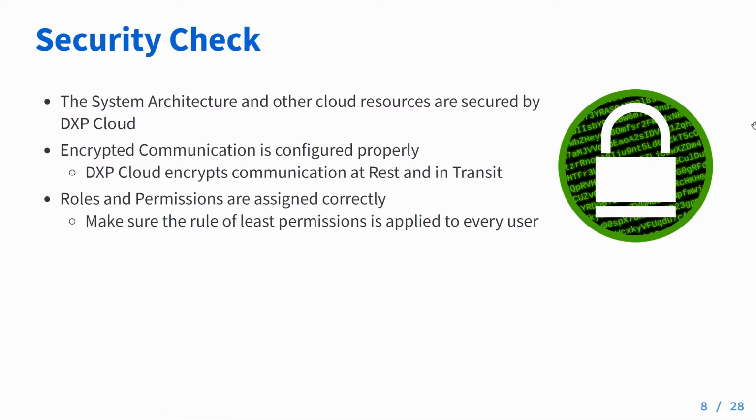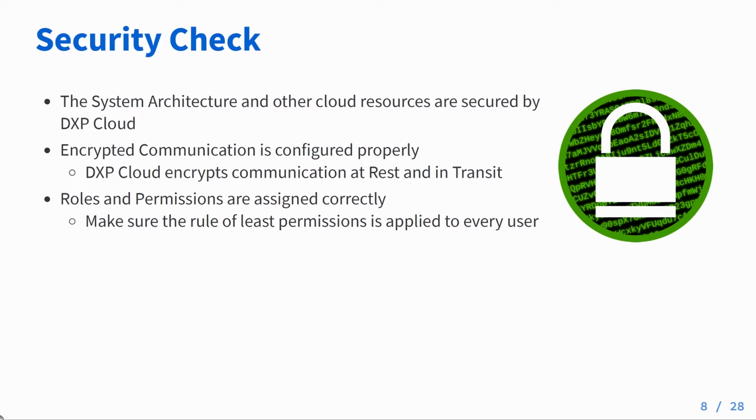The fourth thing is a security check. The system architecture and other cloud resources are all secured by DXP Cloud. We want to make sure that encrypted communication is configured properly, and this is all done by DXP Cloud. It actually encrypts our communication at rest and in transit. And we want to make sure that our roles and permissions are assigned correctly. We want to make sure that the least amount of permissions are applied to every user depending on their role.